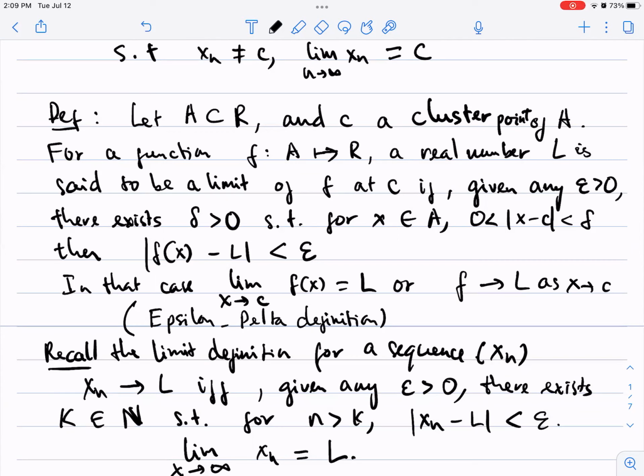For clarity, think about epsilon as the estimate on the function and delta as the estimate on the point. Whenever you have some epsilon, then there is some delta such that if x is delta close to the point c, then f(x) is epsilon close to some number L.